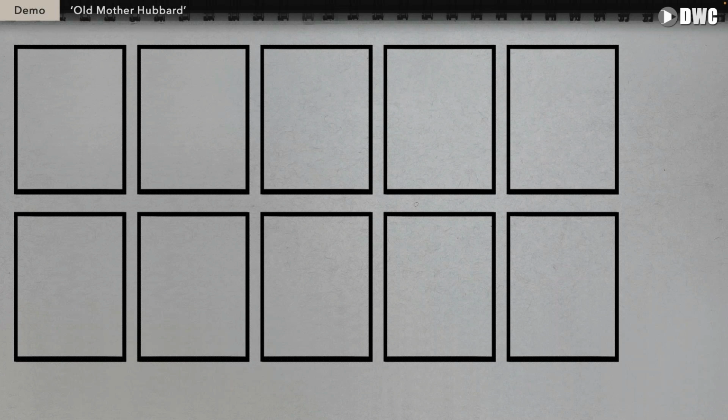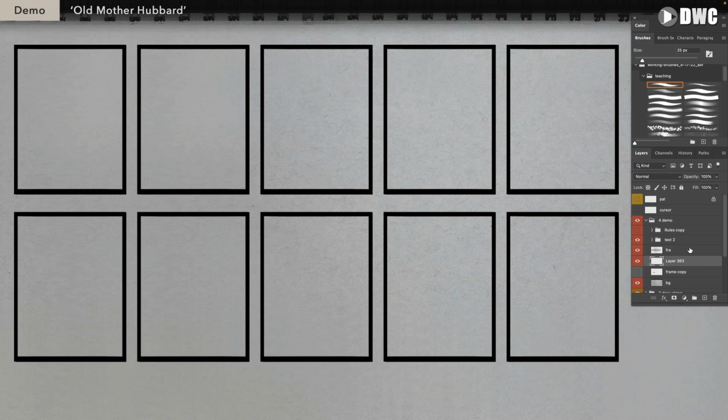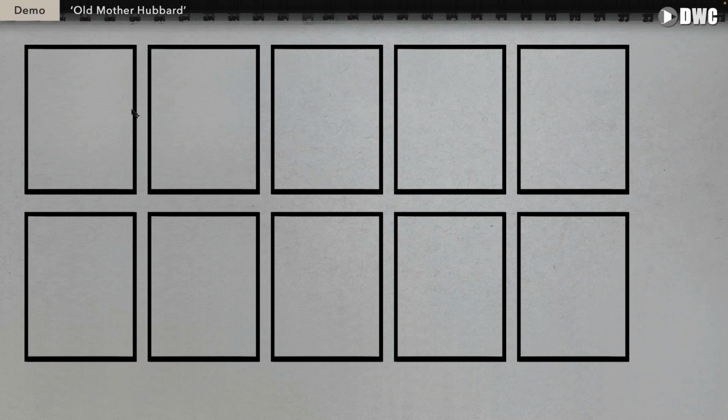So Old Mother Hubbard went to the cupboard to get her dog a bone. Okay, what the heck does that look like? Let's find out. Old Mother Hubbard went to the cupboard to get her dog a bone. So there's a woman, a dog, and a kitchen, basically. So a woman, a dog, kitchen. Okay, so the L comes to mind.